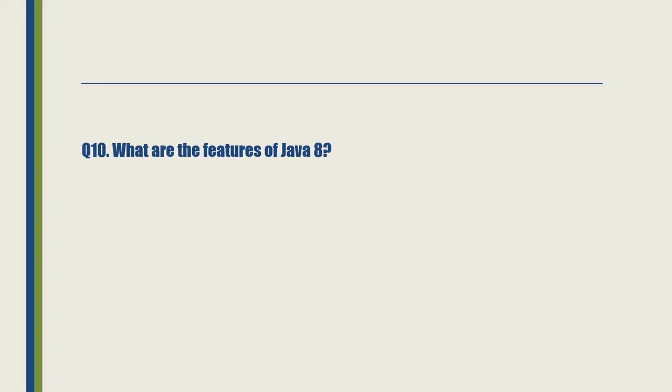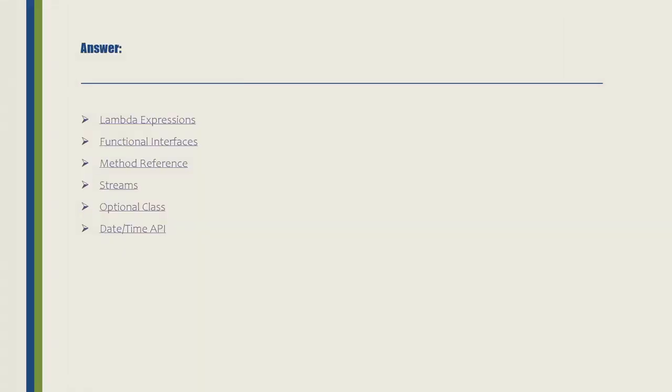Java 8. So you should be aware of what features have been added in the Java 8 version. Definitely you can go through the different features added in Java 8, but at least the names of the features you should be able to tell in the interview room. Now I have added all the important features which are added in Java 8. These are lambda expressions, functional interfaces, method references, streams, the Optional class, and the date time API.